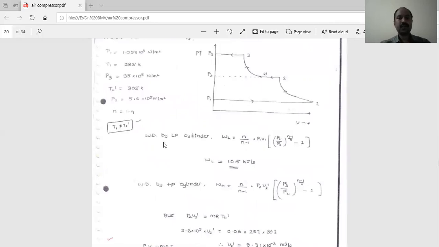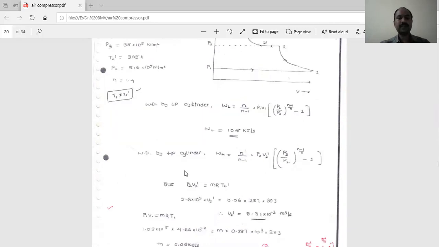Then the work done for the low pressure cylinder, you can calculate, WL is equal to n divided by n minus 1 into P1 V1 into P2 divided by P1 to the power of n minus 1 divided by n, minus 1. Then substitute all these values available in the data. Then you can get the value of WL, the low pressure cylinder work done, is equal to 10.5 kilojoules per second.